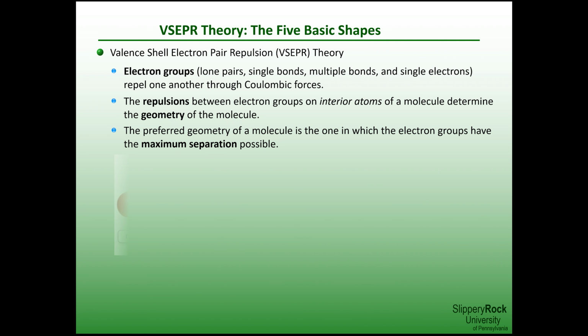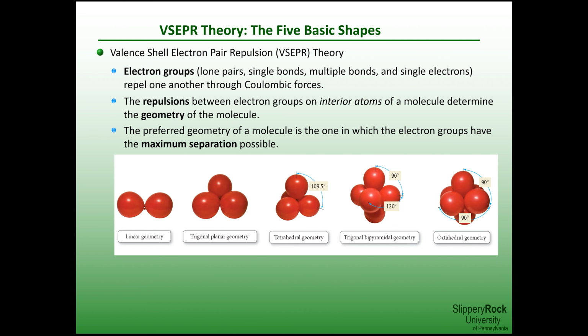These are the 5 basic electron group geometries that arise from different numbers of electron groups. An electron group is symbolized by a balloon. With 2 electron groups, the geometry is linear, placing the groups 180 degrees apart to minimize repulsion. With 3 electron groups, a trigonal planar geometry forms with 120-degree bond angles.